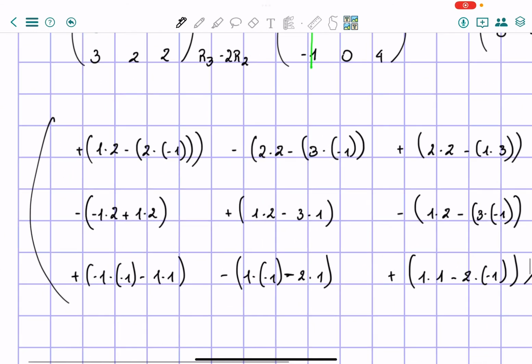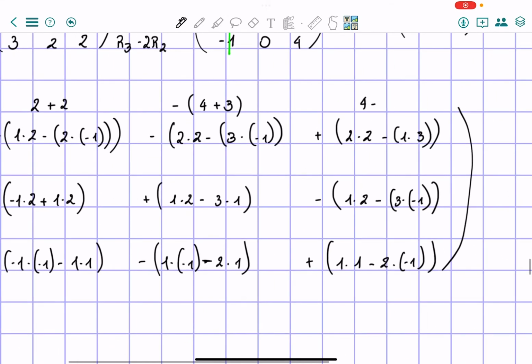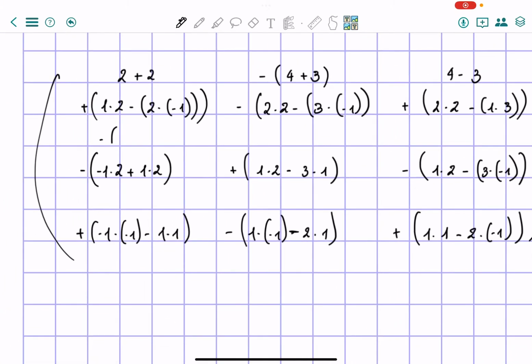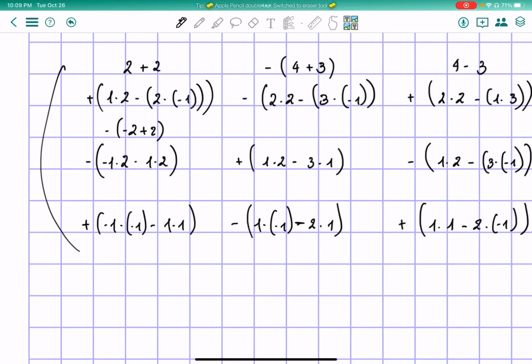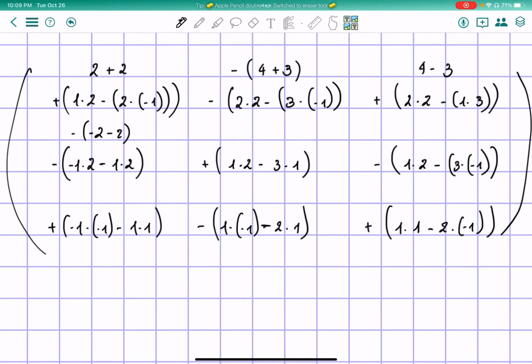So if we solve this, and this is all going to be a matrix, from the first one we obtain 2 plus 2, and then we get negative 4 plus 3, and then 4 minus 3, and then we do negative 2 plus 2. Oh, here it's going to be a negative in between, of course. So, negative, sorry, no mistake. And then 2 minus 3.